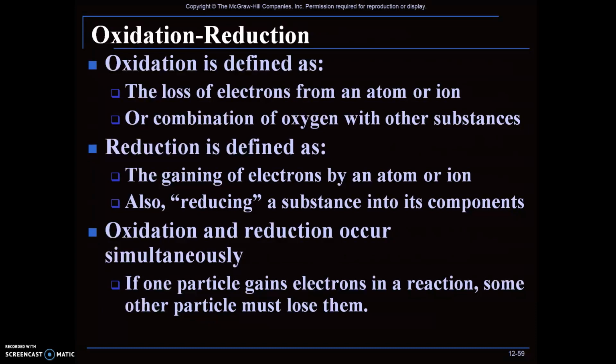If one particle gains electrons in a reaction, some other particle must lose them. So, if there is a reaction happening, like A and B adding together to get a C, let's say, if A is losing the electron, then B will be ready to take that electron. One will be losing and one will be gaining, and thus they will form a compound. This kind of reaction is called an oxidation and reduction reaction.